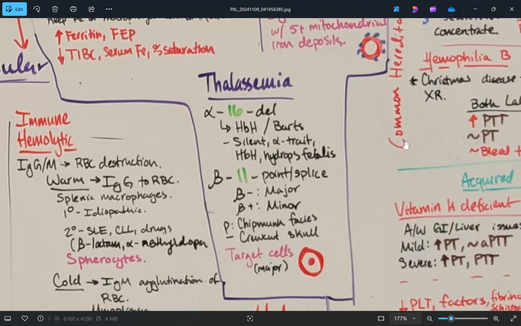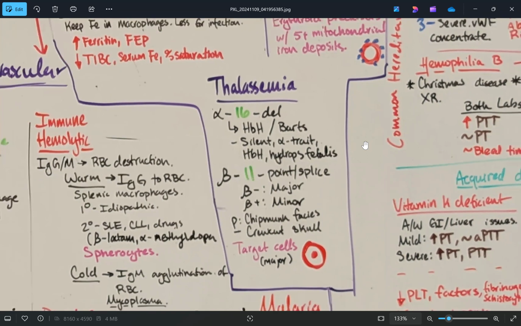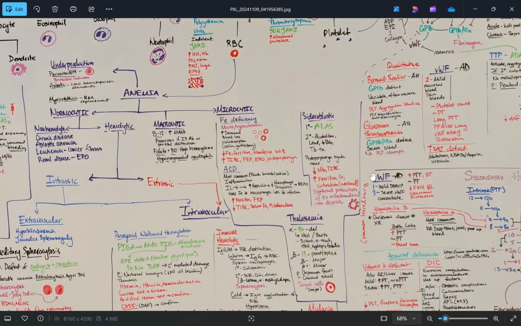Moving on from the microcytics to probably our biggest group, our normocytics.